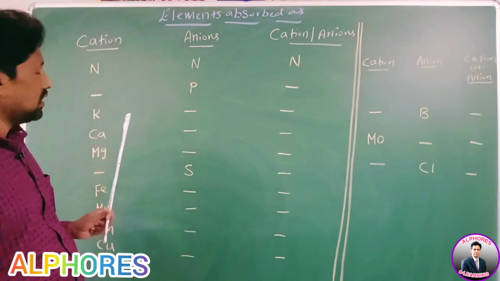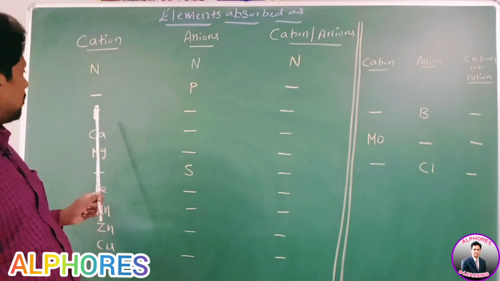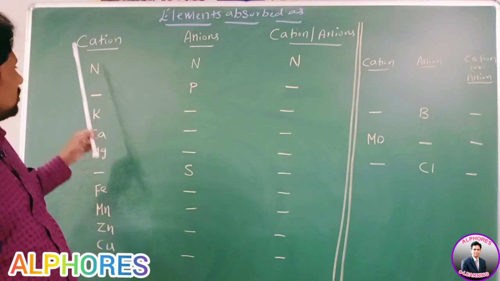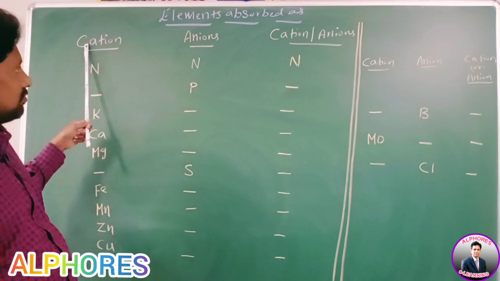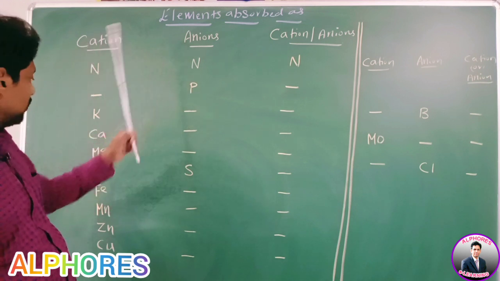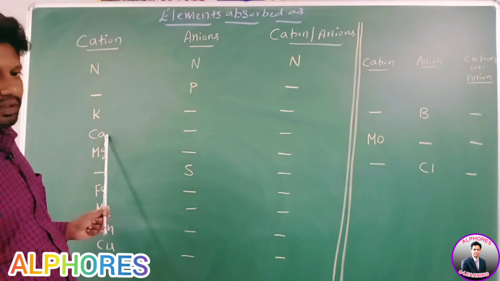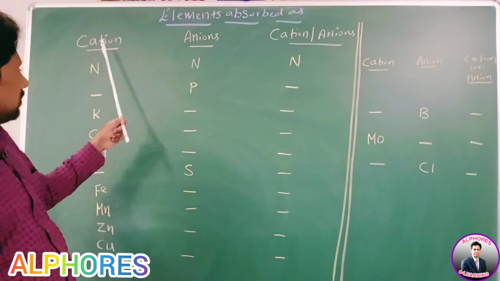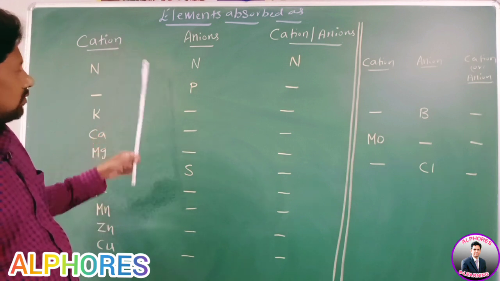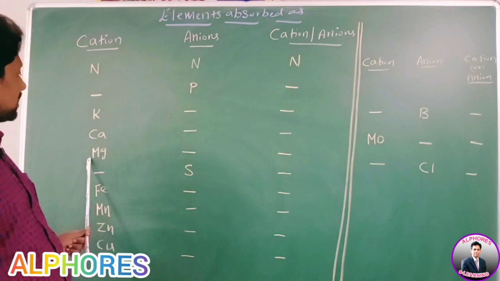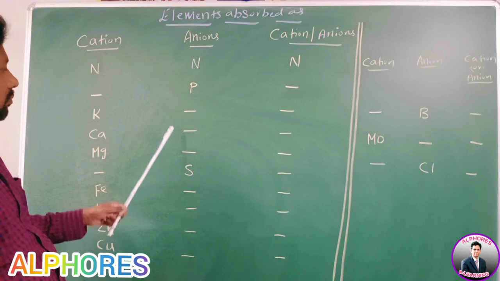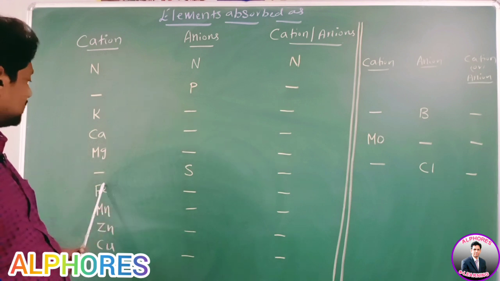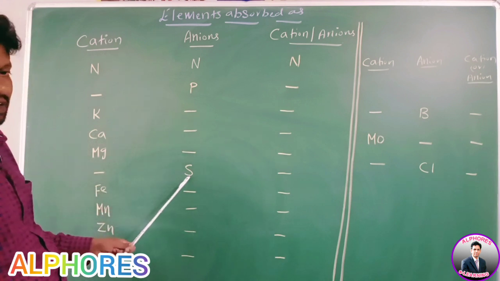Okay, right. Now go for potassium. The plant absorbs potassium in cation form, not in anion form. Okay. Now go for calcium. The plant absorbs calcium in cation form, not in anion form. Next, take magnesium. The plant is absorbing magnesium in cation form, not in anion form. Take sulfur.